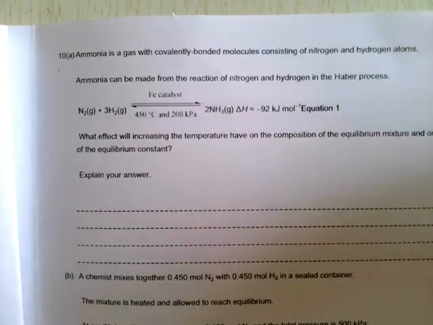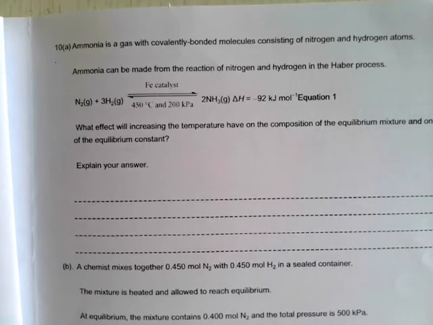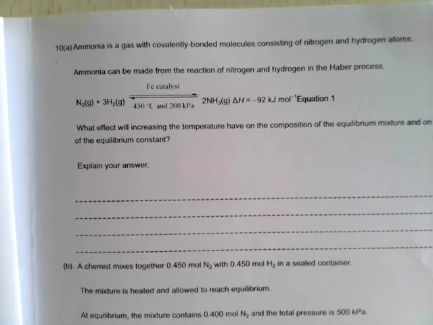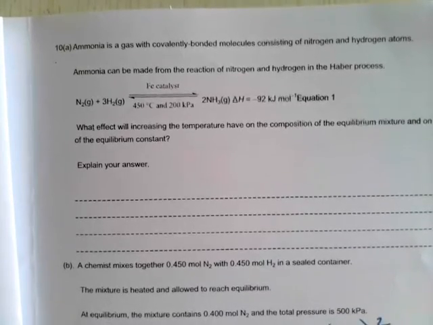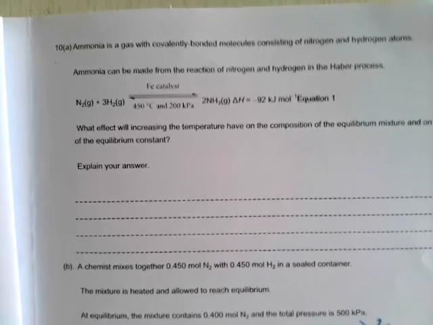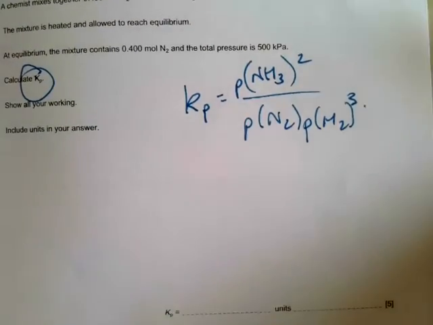That's straightforward. Here, now we're talking about Kp, so you need to work out not the concentration, you need to work out the partial pressure. So remember that Kp is going to be the pressure of NH3 squared divided by the pressure of N2, partial pressure of H2 cubed. And so, oh, sorry, you can't see that. And so you'll need to remember how to calculate partial pressures from mole fractions.